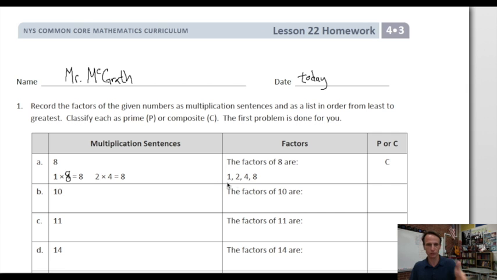And just so you understand this whole thing of listing factors with the commas and everything, prime and composite, this is not just a Eureka Math thing. This is a math thing. So this is the way everybody does it.